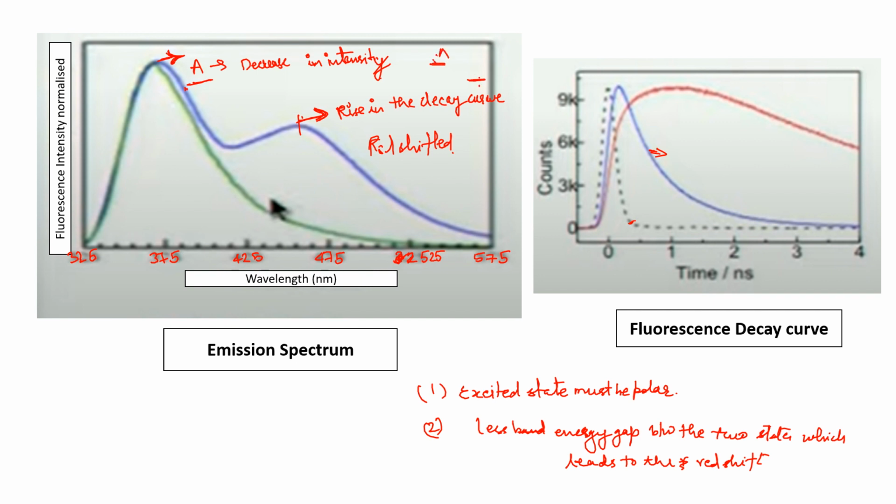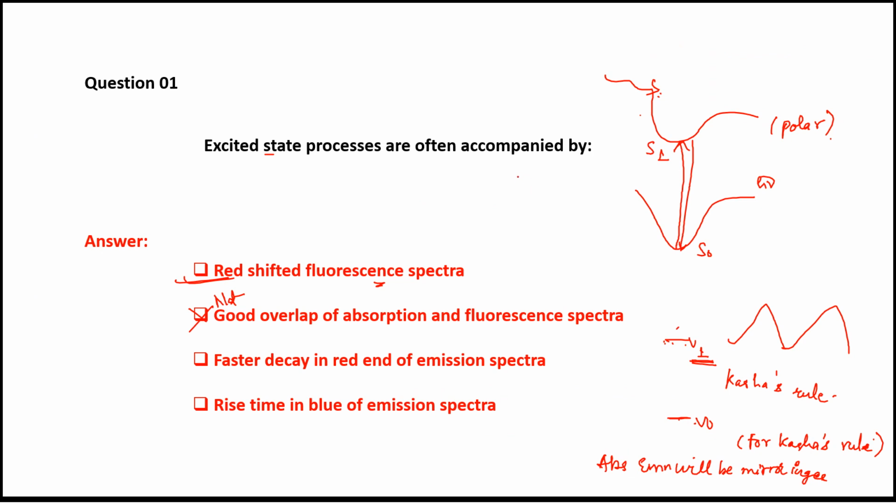Because of this population distribution between these two states A and B, when the emission occurs from this, the decay of this fluorescence curve will experience some decrease in the count, and the reason is the lower population, or the population distribution between A and B. Okay.